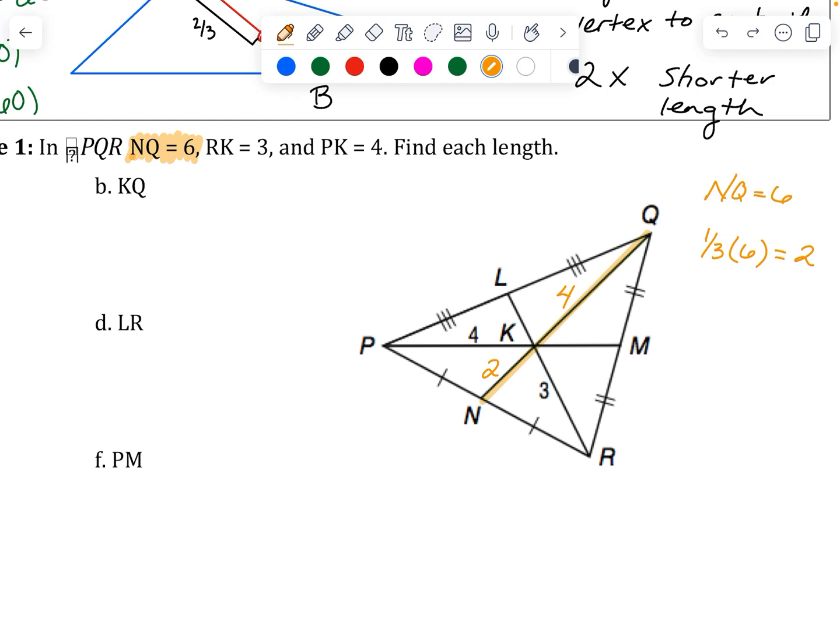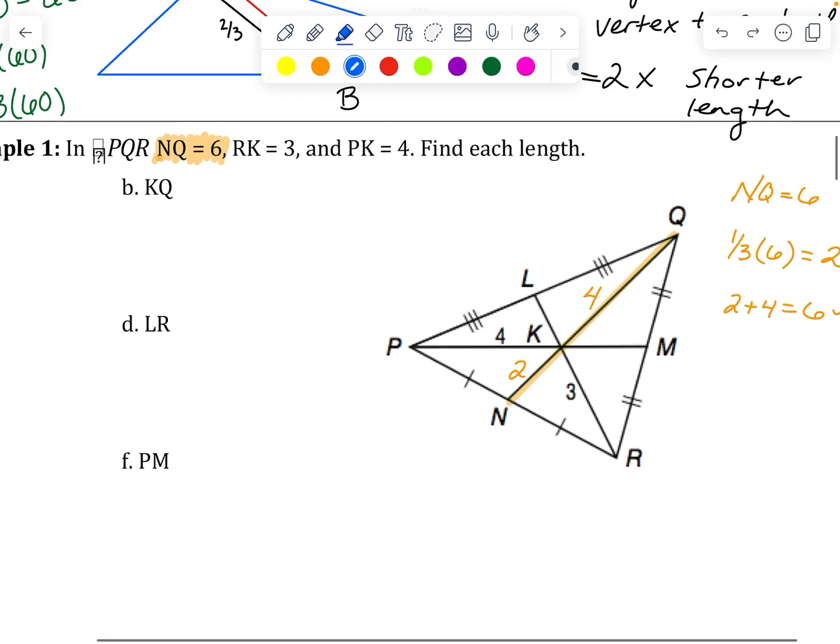So let's check just to make sure. I have 2 plus 4 equals 6. That works. And the shorter part is 1/3 of the total, or the shorter part is half of the longer part. So that works.